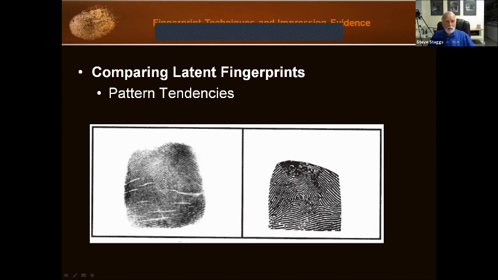Thumbs tend to be wider than the fingers, with less chance of a lower joint appearing in your rolled impression or in your latent print. So these are some tendencies that you pick up as you work along through this, and they can be helpful.